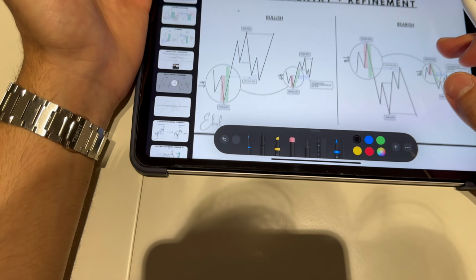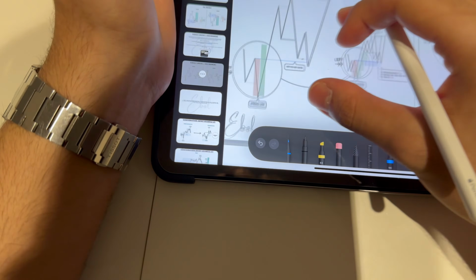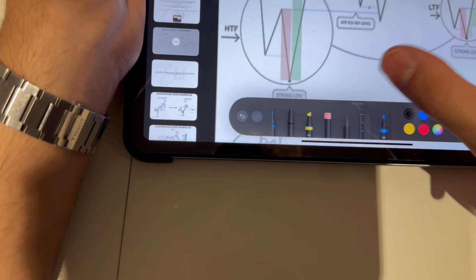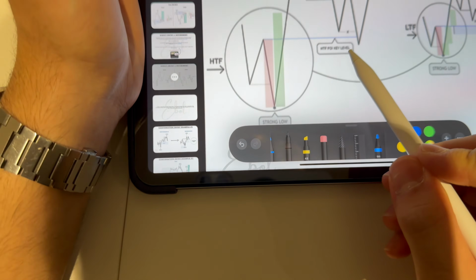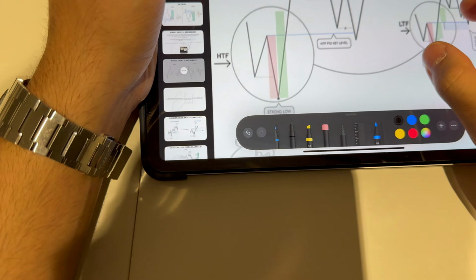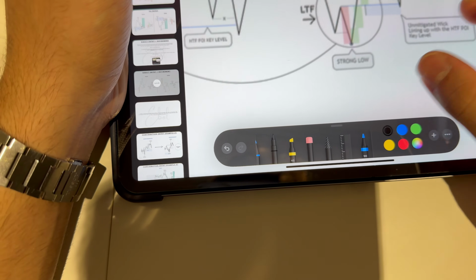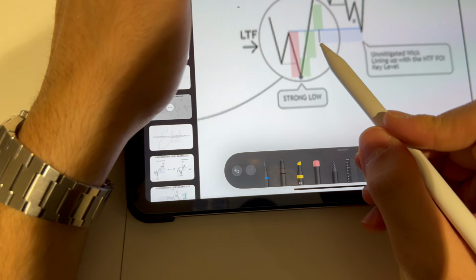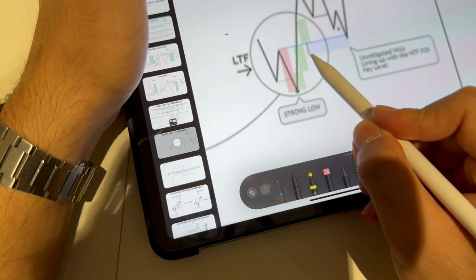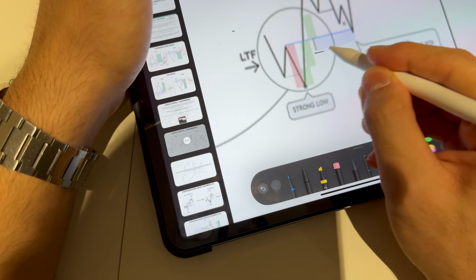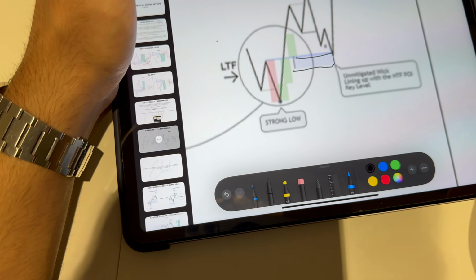But the direction entry refinement is so easy. So let's take a look. Let's say this is a high time frame POI that we get here. So this is the high time frame POI, which is going to be the key level, right? So once you go to a low time frame, you're going to see, for example in this case, we have an unmitigated wick, which is lined up with this area. So you can take it as a refinement.